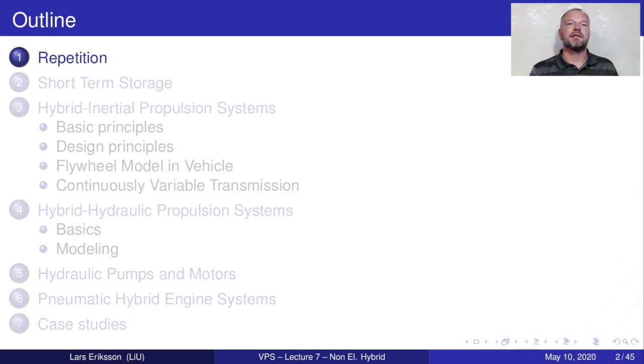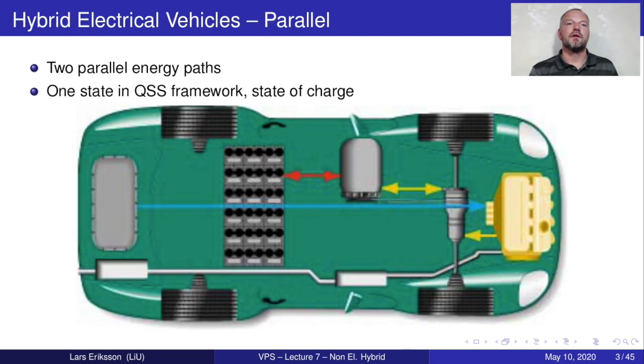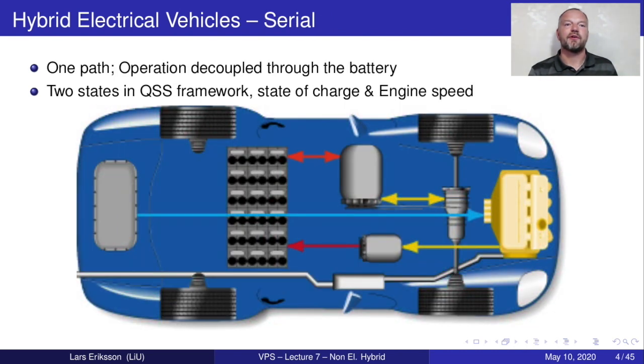Before going into the details of this lecture, we start with a short repetition about the key topics we have covered so far. You have seen parallel hybrid electric vehicles where we have two parallel energy paths, where we have one state in the QSS framework, that's the state of charge. You have also worked with the serial hybrid, where we have one path and the operation is decoupled through the battery so that we get two states in the QSS framework. We have the state of charge as a state, and then we have the engine speed as a free variable to select.